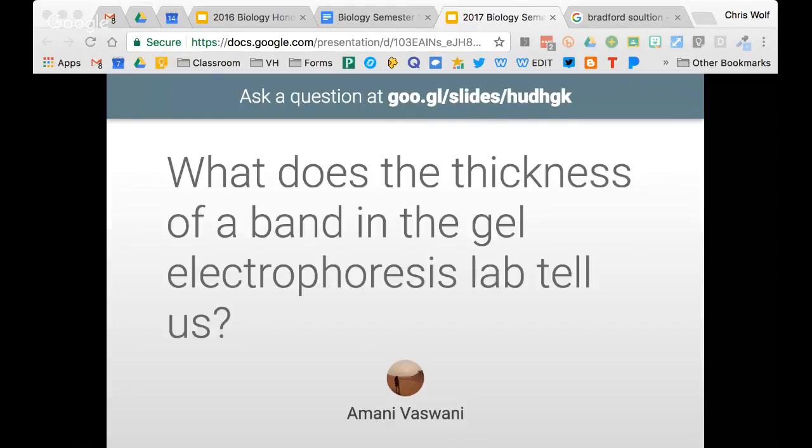All right, so I believe I answered this question. What does the thickness of a band in a gel lab tell us? It tells us that there's relatively more or less of the molecule present, but it does not tell us how big it is. And that's probably the biggest mistake people make, is that they think the thickness of the band tells us how big it is. It does not. It tells us how much we have.